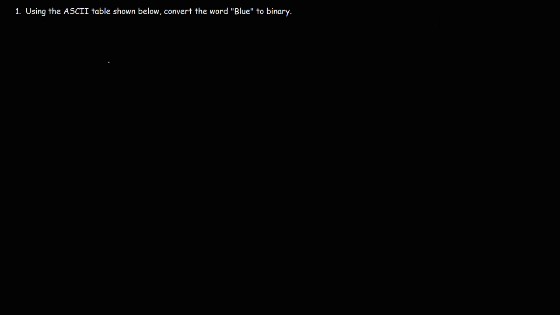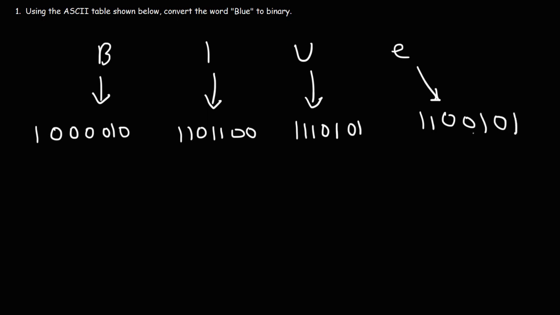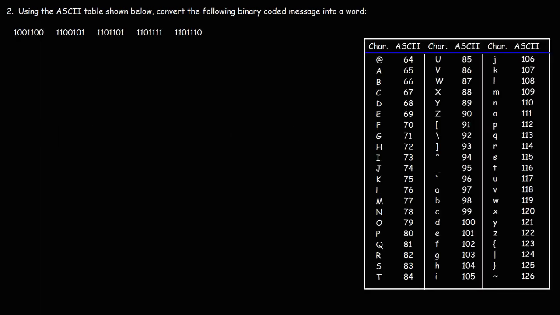So thus we have this. The word blue has the binary codes 1, 0, 0, 0, 0, 1, 0, and then for L it's 1, 1, 0, 1, 1, 0, 0, and for U it's 1, 1, 1, 0, 1, 0, 1. And finally for E, 1100101. So that's how you could use the ASCII table that was given to you to convert a word into binary. Now, let's work backwards.